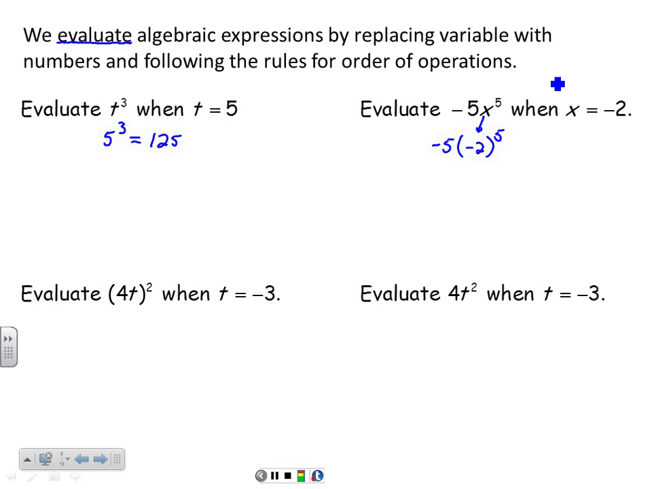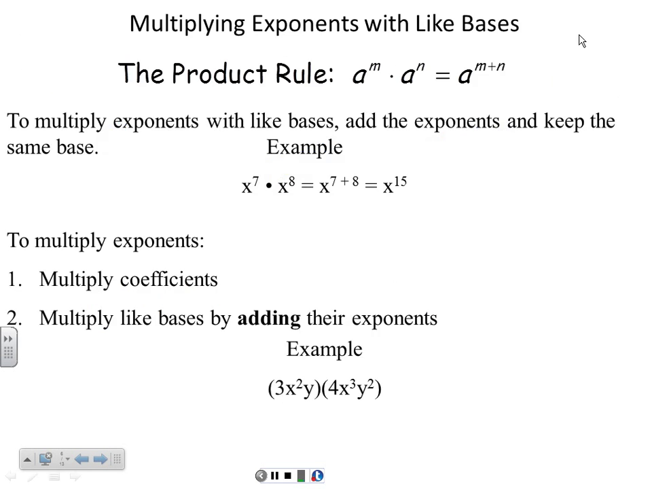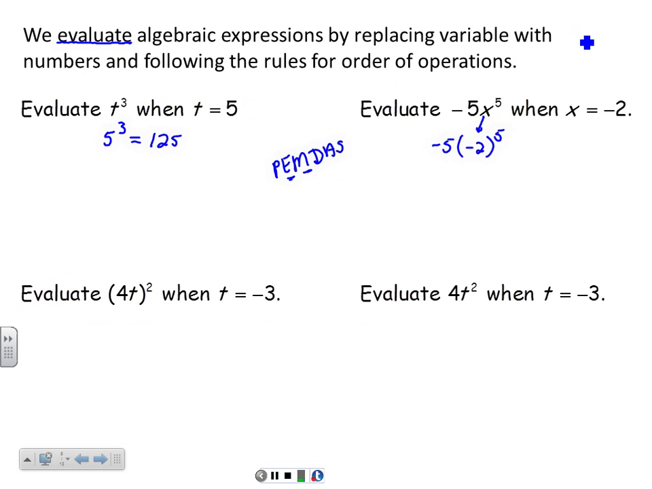This is where your order of operations comes into play. So remember, PEMDAS tells us in a problem such as this we have to do our exponents before we do our multiplication. Exponents before multiplication. And so we're going to do this negative 5 last. Negative 2 to the 5th power, you can do that in your calculator. Negative 2 to the 5th power is going to be negative 32. And then negative 5 times negative 32 is going to be a positive 160.